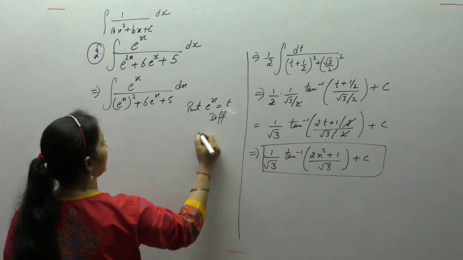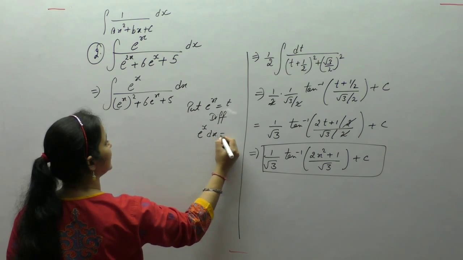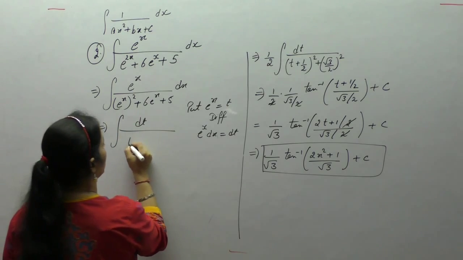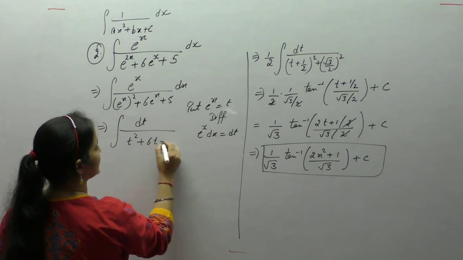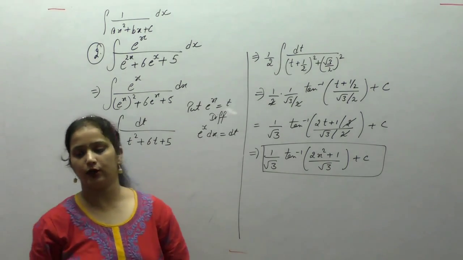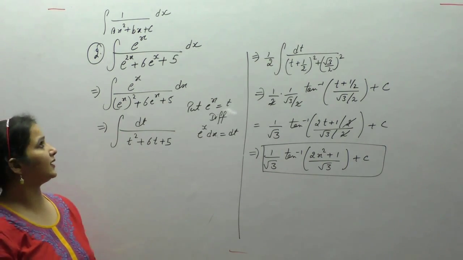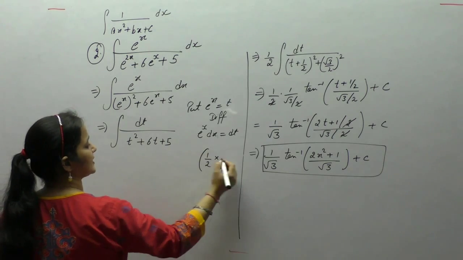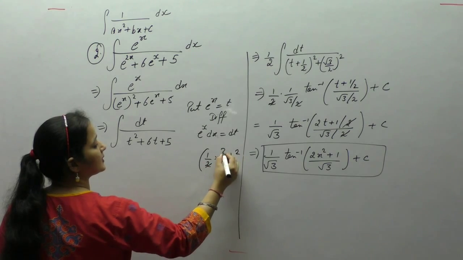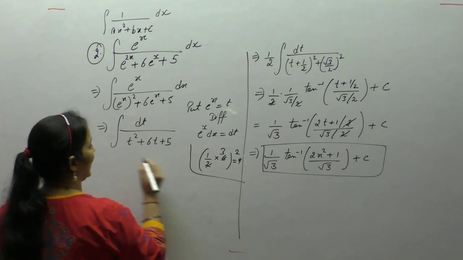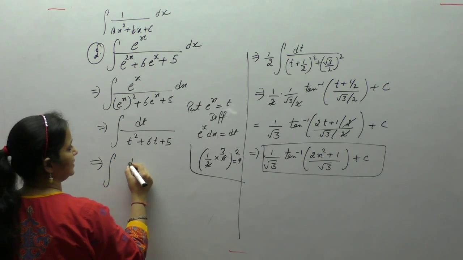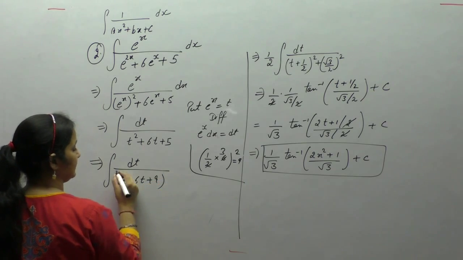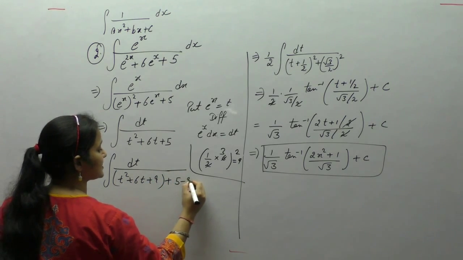The derivative of e power x is e power x dx equals dt. So e power x dx is dt upon t square plus 6t plus 5. Again in the denominator, by completing the square method, we will complete the square of this. Half the coefficient of t is 3, and 3 square is 9. We will add and subtract 9 in the denominator: t square plus 6t plus 9 plus 5 minus 9.